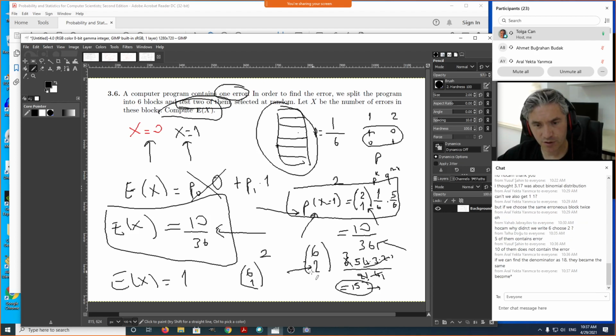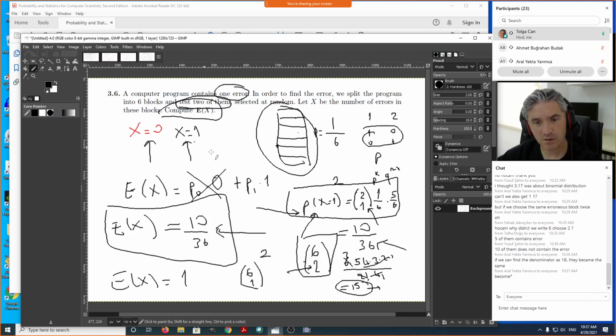So here 6 to choose 2 out of those 6 blocks. So this should be my total choosing 2 space, right? Which is not 18. I didn't do anything wrong here, right? It's like divide by, so 3 times 5, it should be 15. So there's something wrong here.